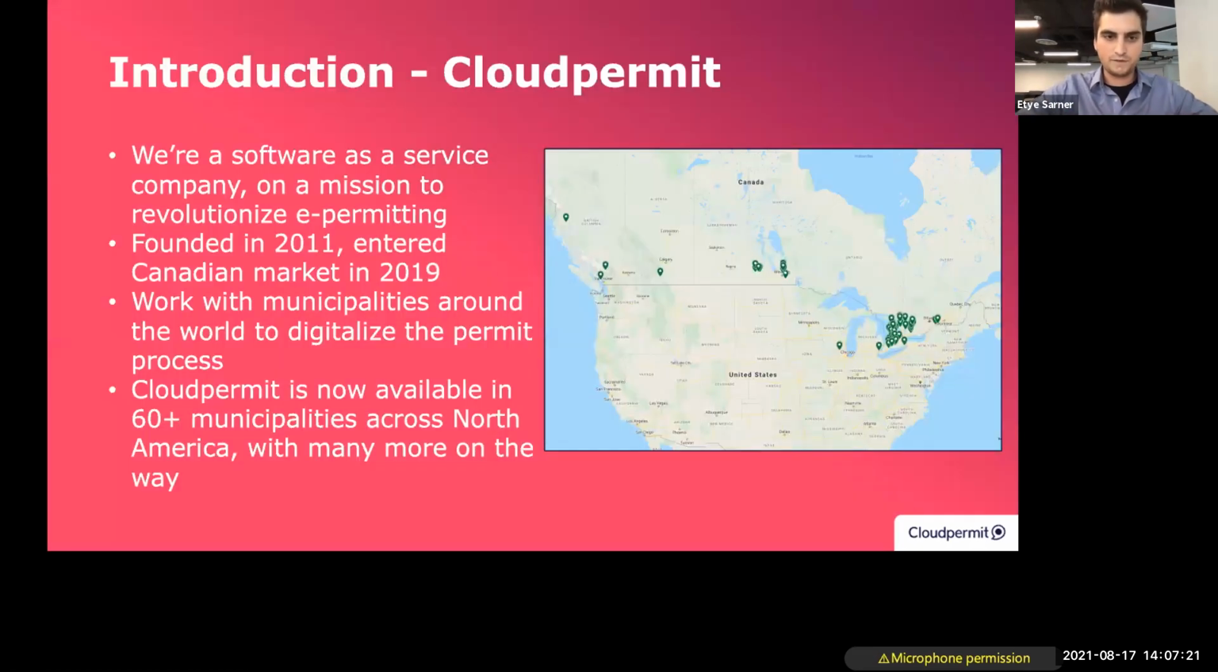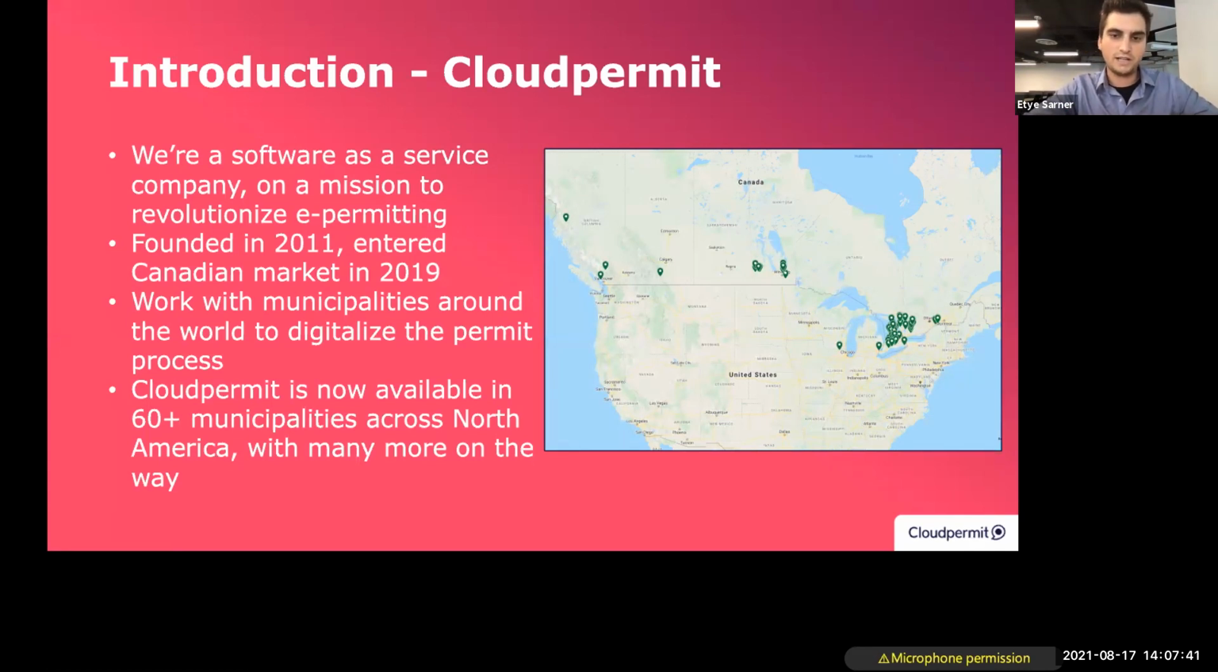Okay, so just a brief introduction about Cloud Permit. We are what's known as a software as a service company, and our mission really is to revolutionize the permitting process, and more specifically, the e-permitting process. We were founded back in 2011. We actually entered the Canadian market in 2019.